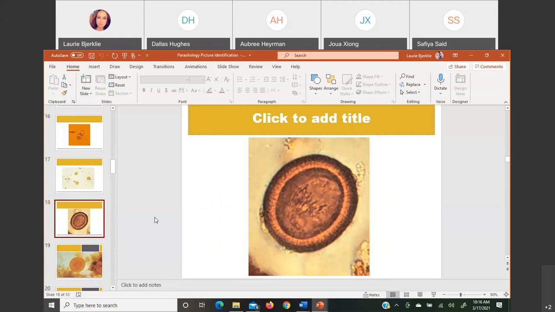Good. It is a Taenia egg. So remember, you have two Taenias. You have saginata and solium. They look identical. You can't tell them apart from looking at them. You just call it a Taenia egg. They are coming from contaminated meat. So Taenia saginata is from beef, cows, and Taenia solium is coming in from pigs or pork, tapeworms. So these are the eggs of that tapeworm, so Taenia.